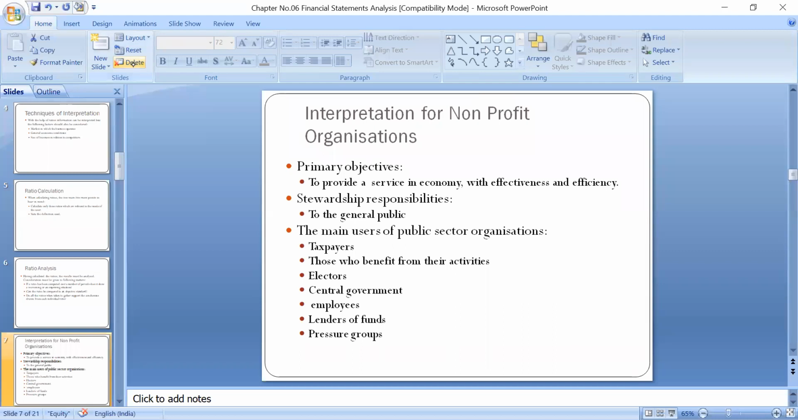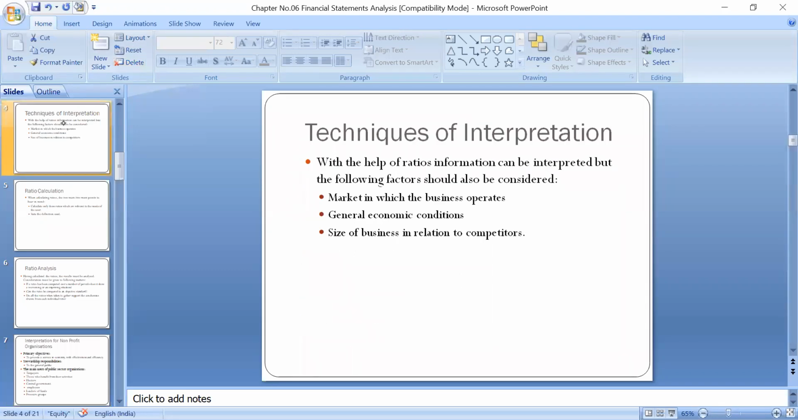Interpretation for a non-profit organization. In case of a non-profit organization, whenever we want to interpret, what to revise?